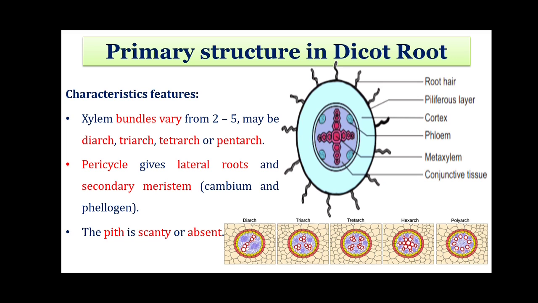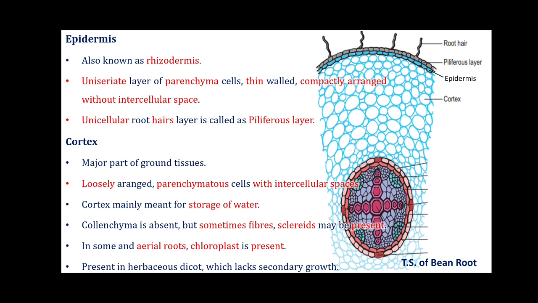Pericycle gives rise to lateral roots and secondary meristem, which includes cambium and phloem. The pith is scanty, or you can say nearly absent. So here you can see the general primary structure of dicot root. Now in detail, the epidermis is also called rhizodermis. It is unicellular, that means a single layer, single cells in a line. They are parenchymatous cells, thin and compactly arranged without any kind of intercellular spaces. The unicellular root hairs form the piliferous layer. You can see it in the image.